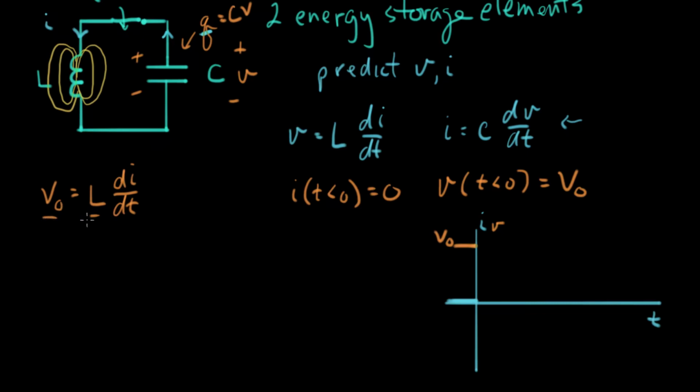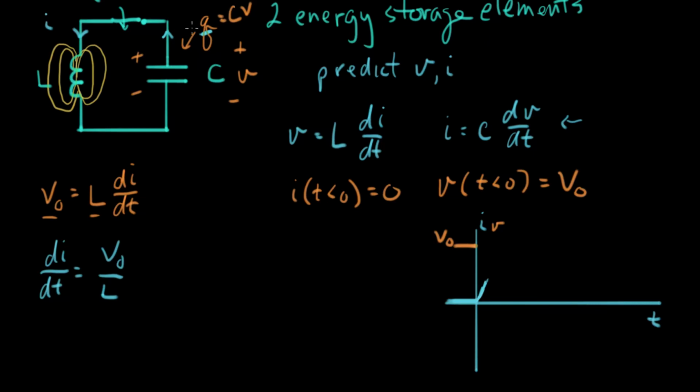So we decided that there was going to be some kind of a di/dt. di/dt equals V0 over L. So I'm just going to sketch this in. There's going to be some rising slope, some positive slope on the current. All right, so we took our first step.